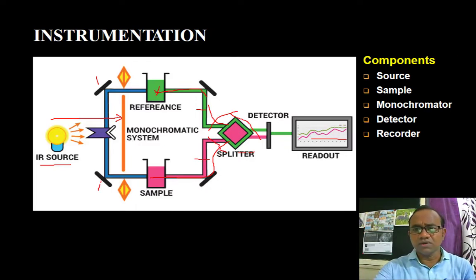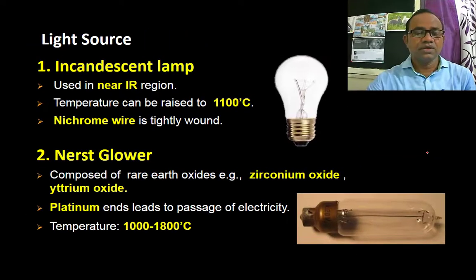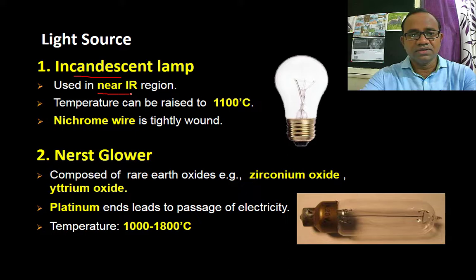So in the components we have the light source, the sample holders, the monochromator, the detector and the recorder. The light source is actually very important in this case. First is the incandescent lamp. This produces wavelengths near the IR region. Mostly nichrome wire is used, which is heated up to 1100 degrees centigrade.